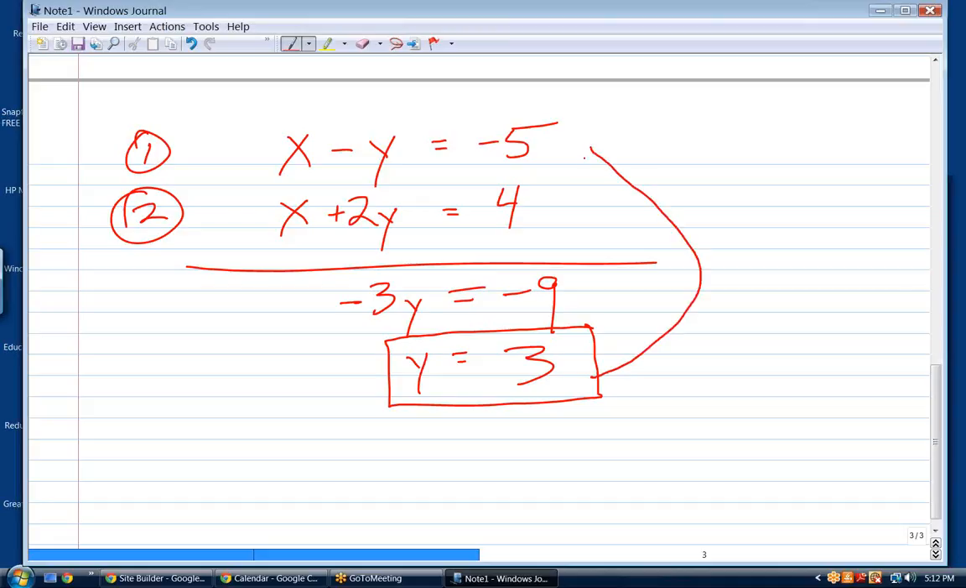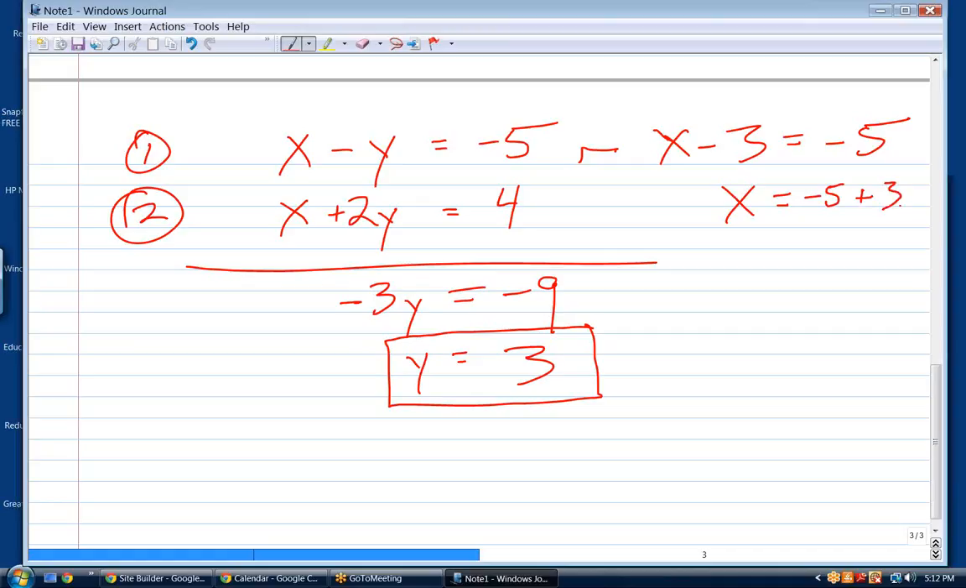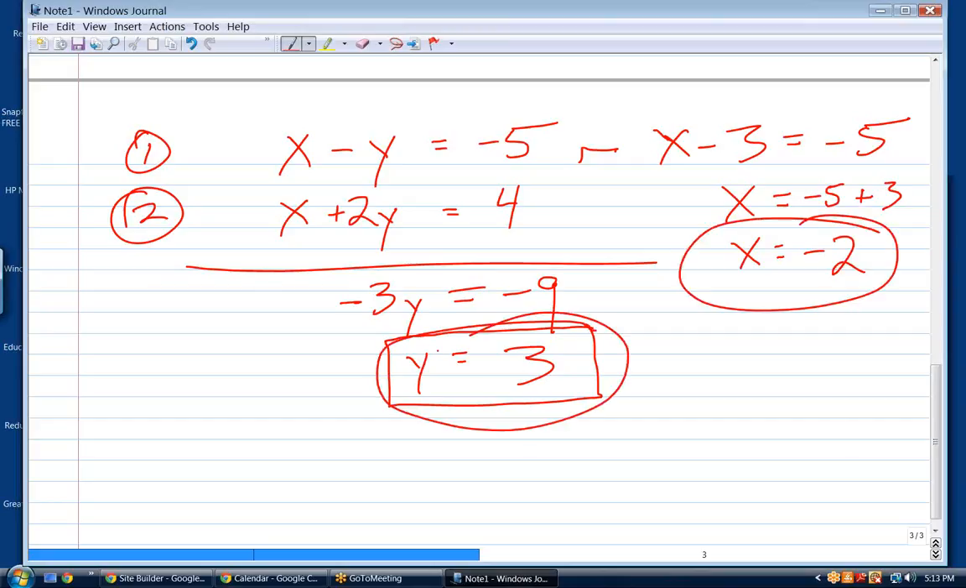Substitute that back into that equation. What do you get? The equation is going to be x minus 3 equals negative 5. Okay. Now solve that for x. You add 3 to both sides. What is minus 5 plus 3? Negative 2. And there's your two solutions. So it doesn't really matter which variable you eliminate.